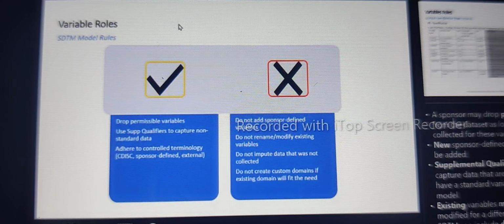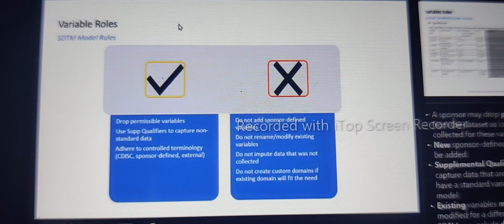Again, a permissible variable we can drop, but it depends: if the variable has values, then we will keep it. Until DBL, we will still keep these permissible variables. After DBL, if the particular variables don't have any data, in that case we will delete those variables. For the required and topic variables, even if we don't have data, we should not drop them. Again, the supplementary qualifiers: if there is any non-standard data or extra data, those will be mapped into the supplementary qualifiers. Again, for this, the controlled terminology and the SDTM standards.